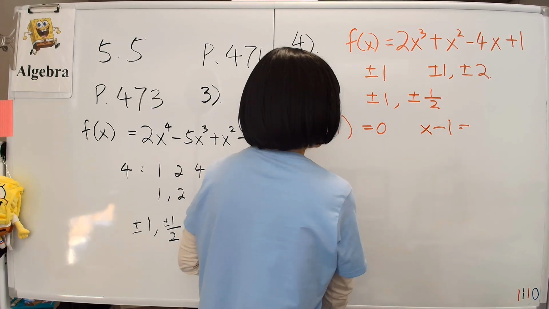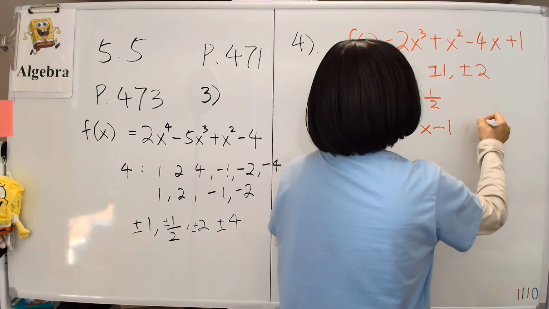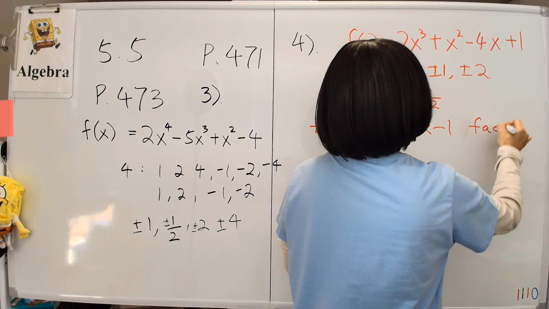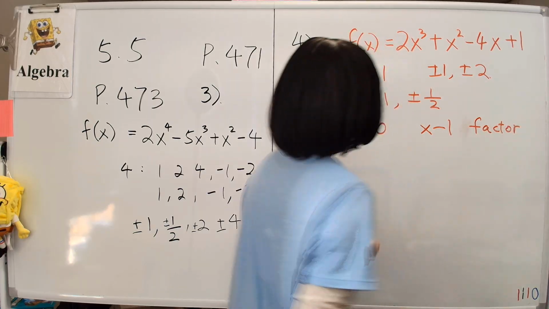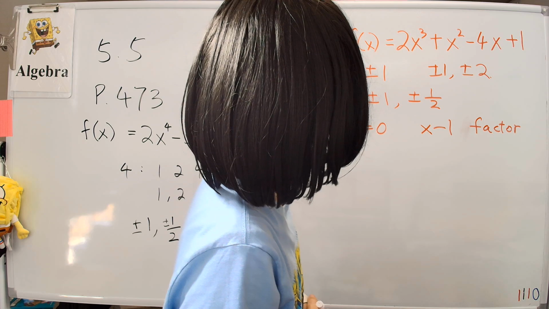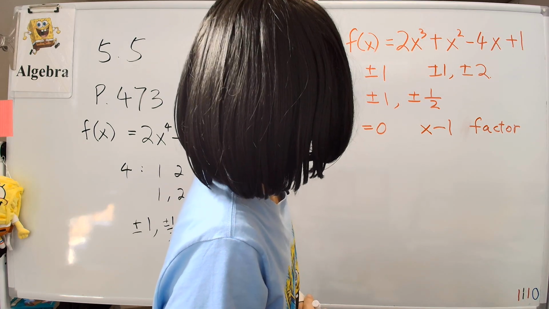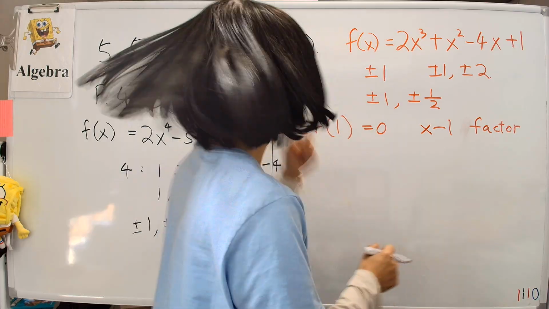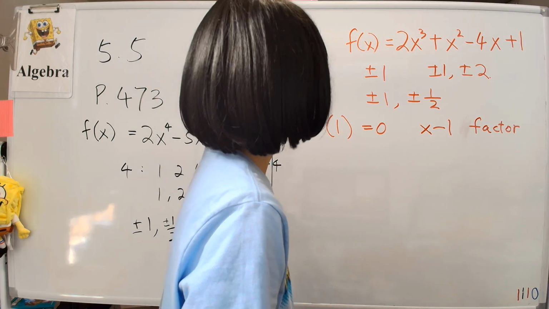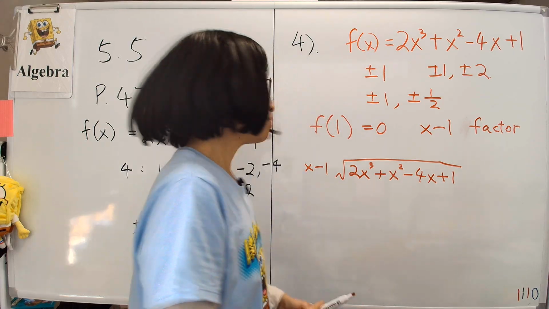So x minus 1 is a factor. Now, before we do long division, let's see if we can get away with direct factoring. I don't think so. Unfortunate. So we have to do long division again. All right, so let's do that. Let me write this down. So I have the polynomial written down.